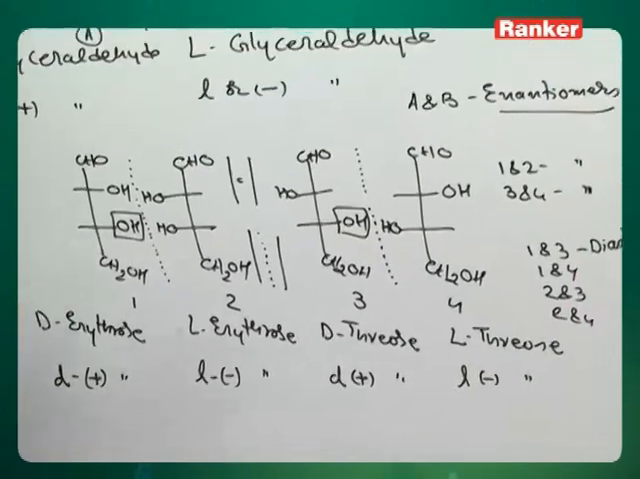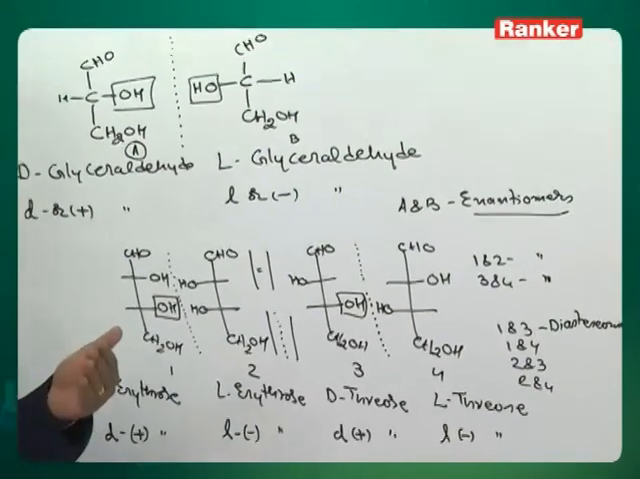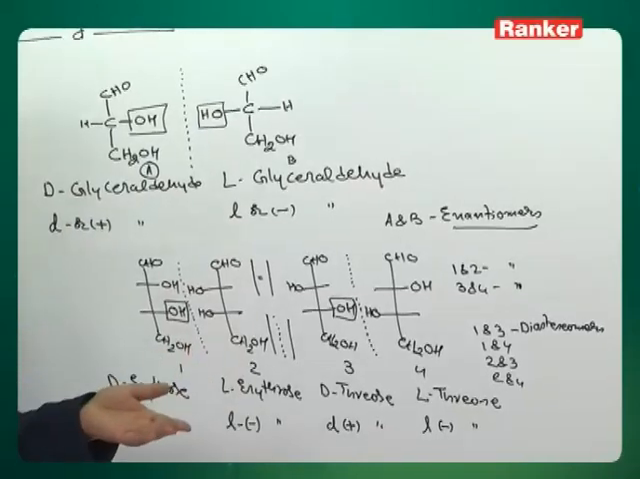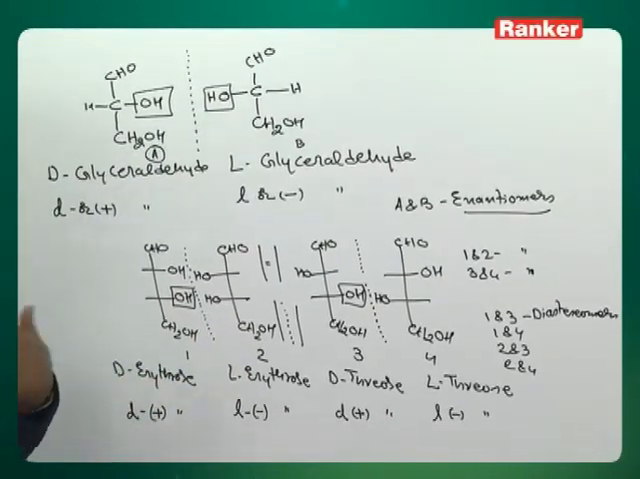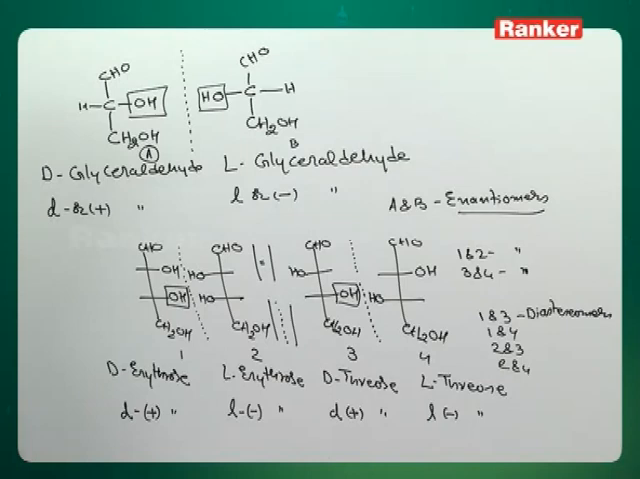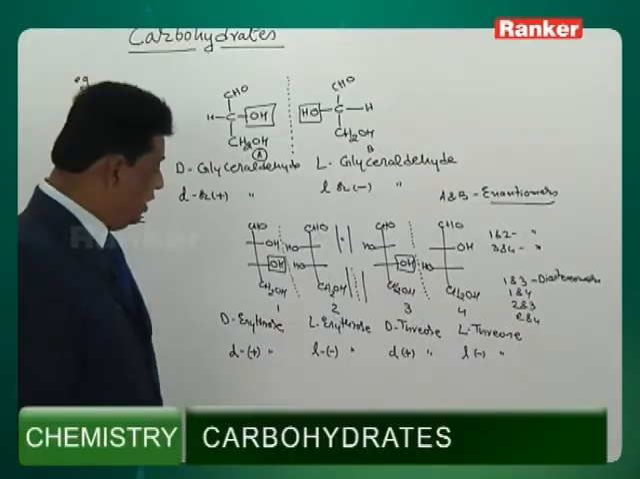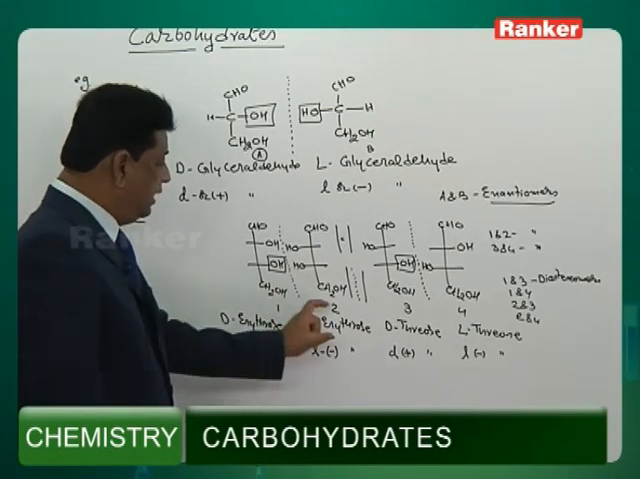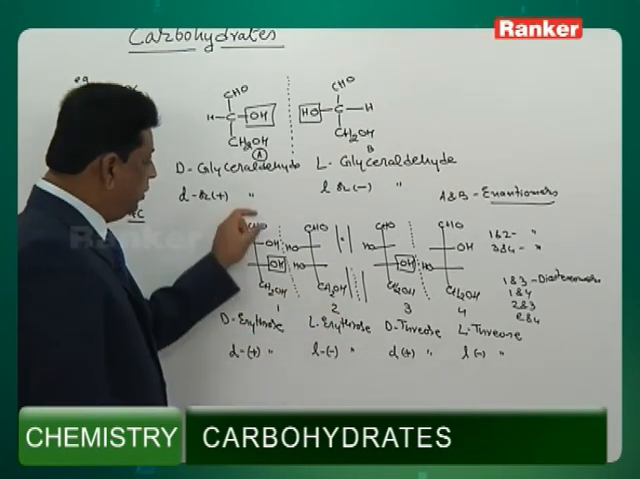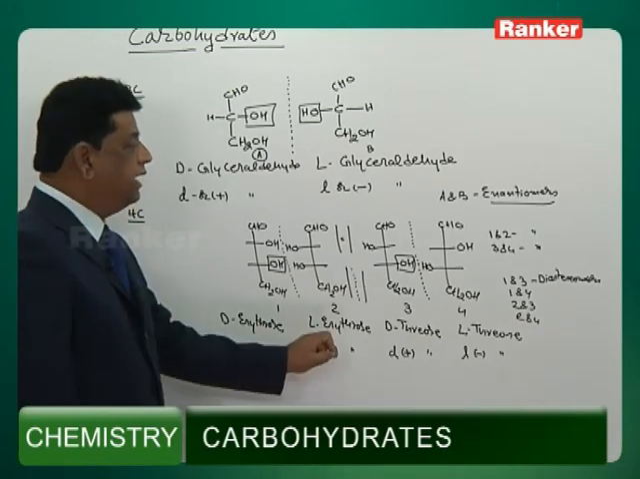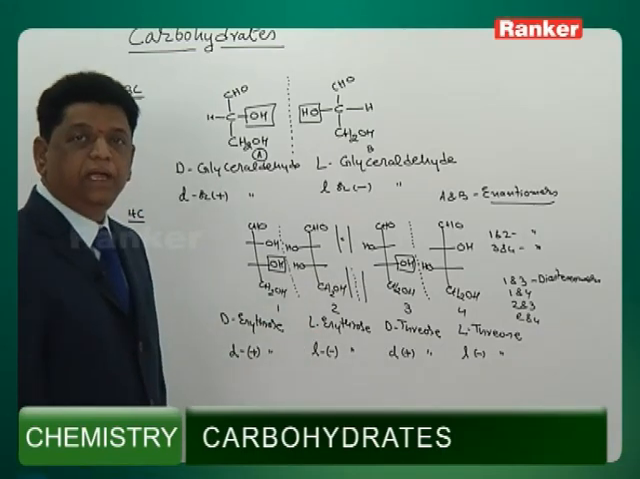All the OHs in D glucose, the third will be on the left side, so you have to write the third on the right side. Like that, if you write all the OHs in the opposite configuration, you will get the enantiomer. Otherwise, it will become a diastereomer. So here, D erythrose and L threose are total mirror images, so it will be the enantiomer. Otherwise, it will be a diastereomer.